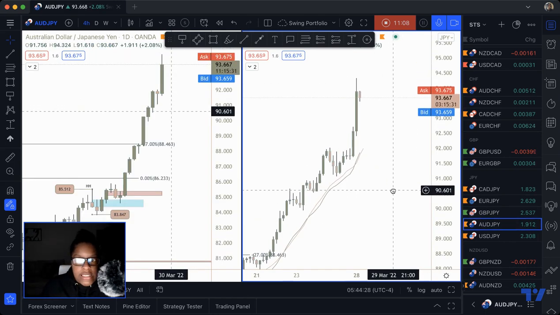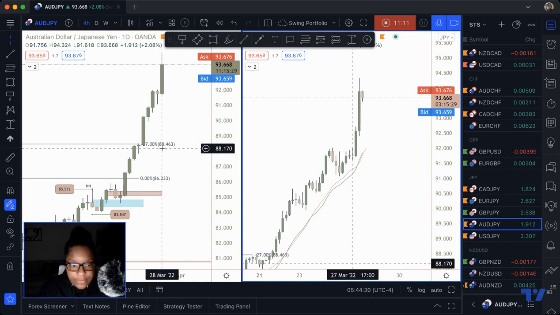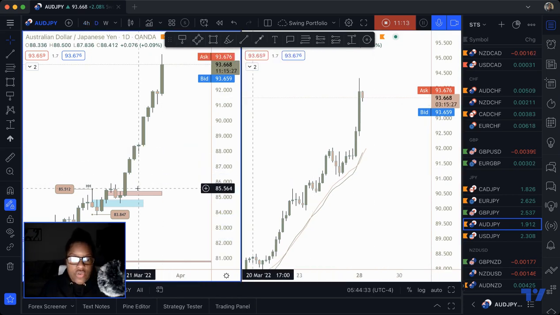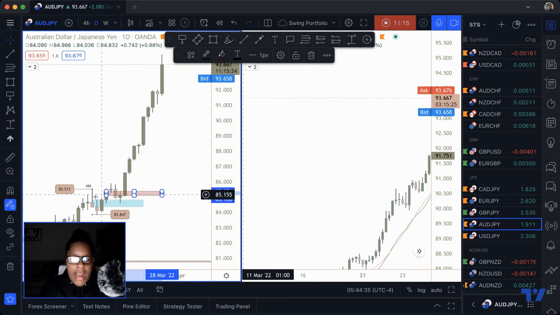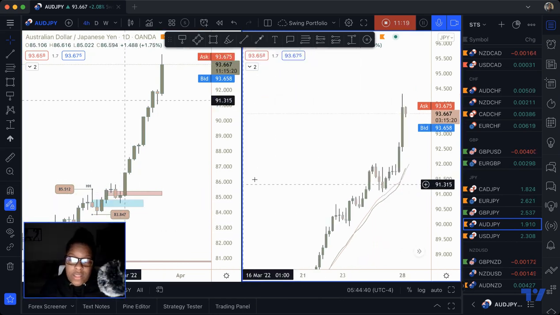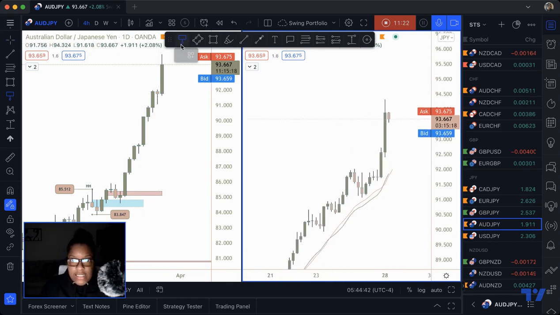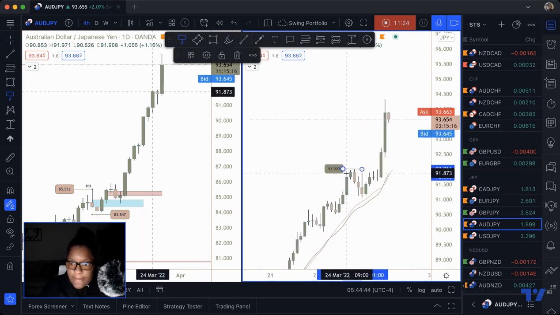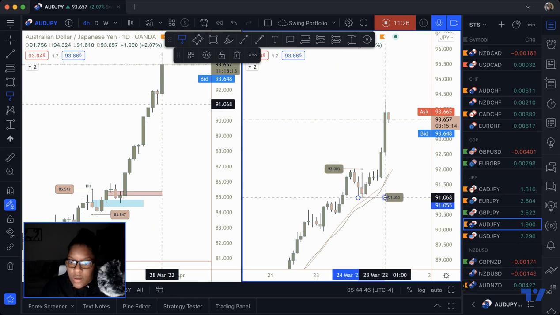AUDJPY really quick. Same scenario. Okay, so I haven't taken a trade on this one in a while. The last position to potentially take this trade was the 14th of March. And you guys can see that now she's been in a rampage to the upside as well.